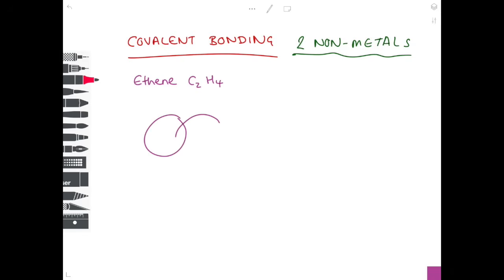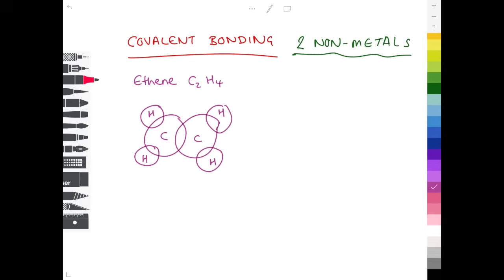So I'm going to show you how to do that. There's your central carbon atoms. Here's your 4 hydrogens. Label them. It's easiest to start with the hydrogens here, remembering they have 1 electron in the outer shells. Carbon has 4, so let's make sure that hydrogen is happy first of all. So 1, 2, 3, 4.